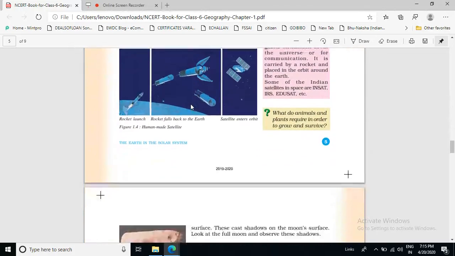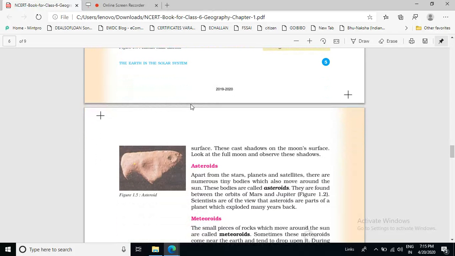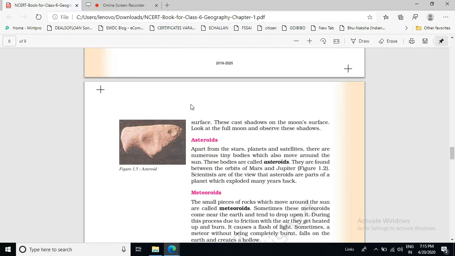Scientists are of the view that these asteroids are actually part of a planet which may have existed in very ancient time, and it may have exploded, and the tiny parts are the result of that explosion. So it is not a fact, but it may be the case.